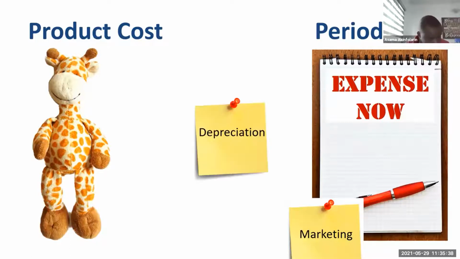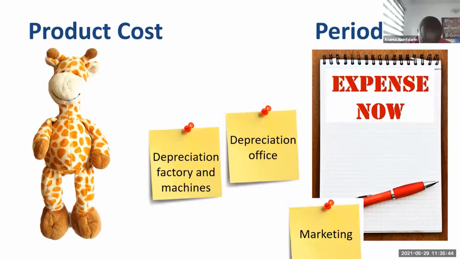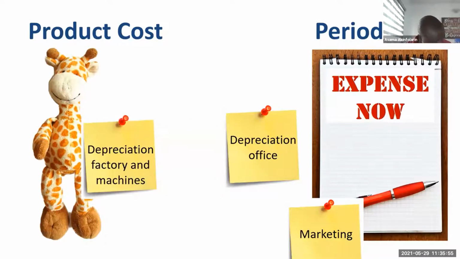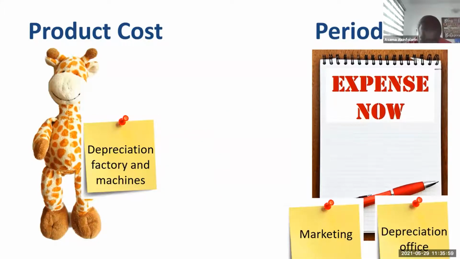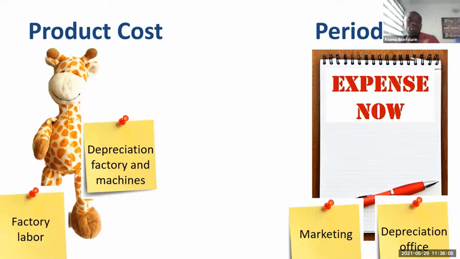How about depreciation? The answer here is, it depends. The company has two areas it depreciates: manufacturing depreciation for the factory and machines it owns, and depreciation on the office and its equipment. Depreciation expense for factory and machines is in product cost. Depreciation for the office is in period cost. Factory labor. This is clearly a product cost. Stick it to the giraffe. You need people in the factory to make the product.